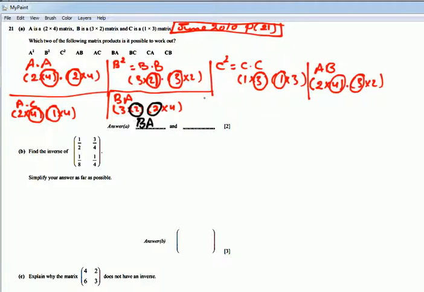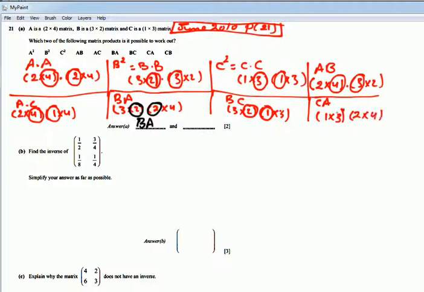Now BC. B is 3 by 2, C is 1 by 3. Look at this number and this number. They are different, so you can't find BC. CA. C is 1 by 3, A is 2 by 4. This number and this number are different, so you can't find CA.